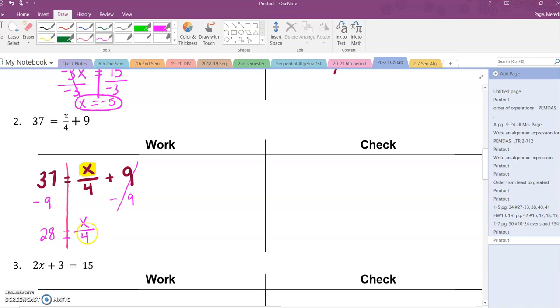Now, the second step is to multiply or divide to get my variable by itself. In this case, it's x divided by 4. So the opposite of division is multiplication. So I'm going to multiply both sides by 4. These 4s cancel, and you're left with x is equal to 4 times 28. Grab a calculator if you need it: 112.